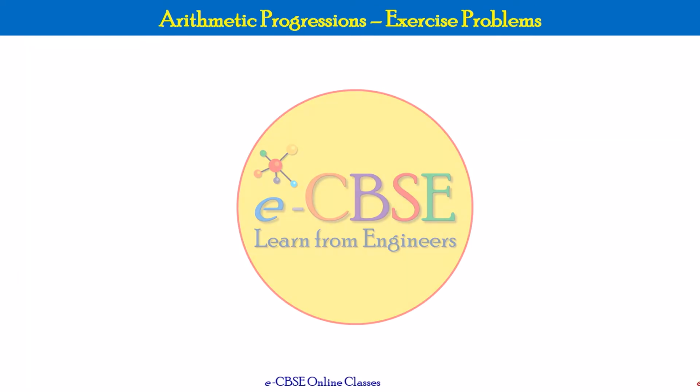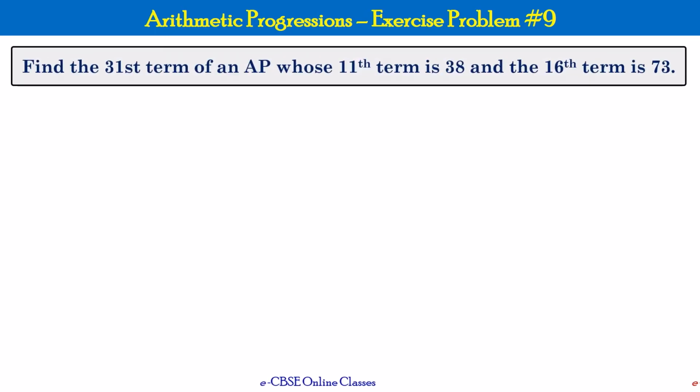Let's go to the next exercise problem here. It reads, find the 31st term of an arithmetic progression whose 11th term is 38 and the 16th term is 73.